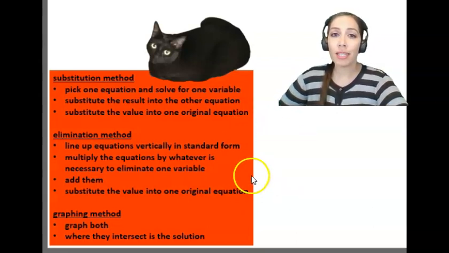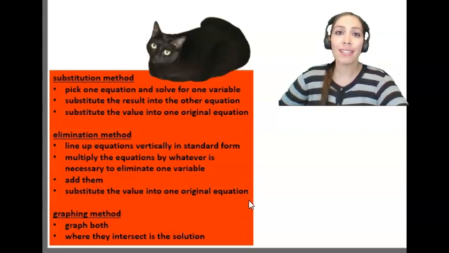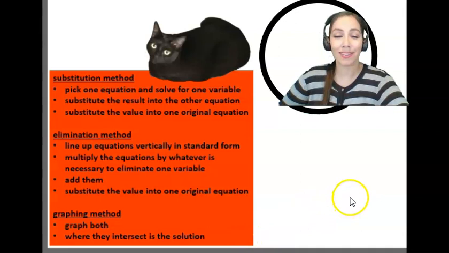If you decide to use the elimination method, you line up the equations vertically in standard form, multiply the equations by whatever is necessary to eliminate one variable, then add them, and then substitute the value into the original equation to get both coordinates. The last method is the graphing method. You graph both equations on the same coordinate plane, and then look at where they intersect. Where they intersect is the solution.